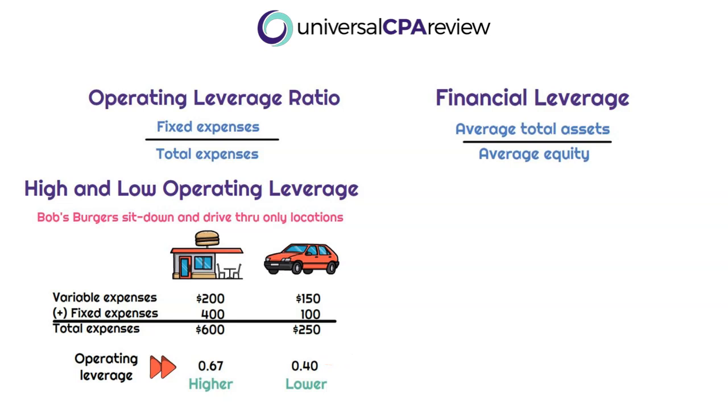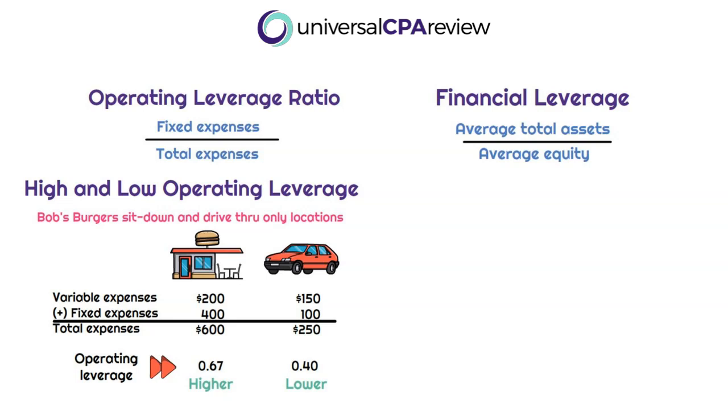So it really comes back to what is Bob's risk appetite and how confident is he that he can offset those fixed costs. If he's like, well, I'm positive that I can offset those fixed costs, then he'll probably go with the sit-down restaurant because for every customer that comes in after offsetting those fixed costs, that profit is going to drop to the bottom line at a higher rate.